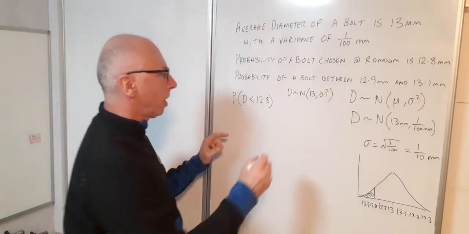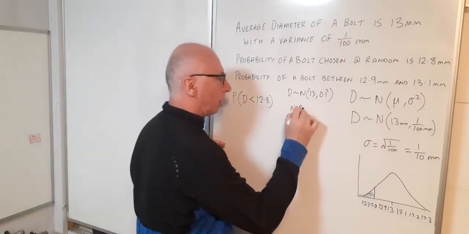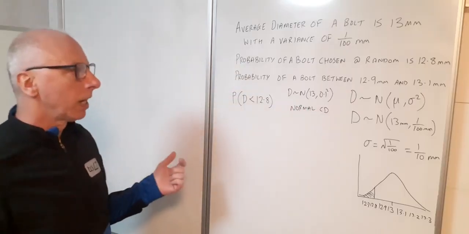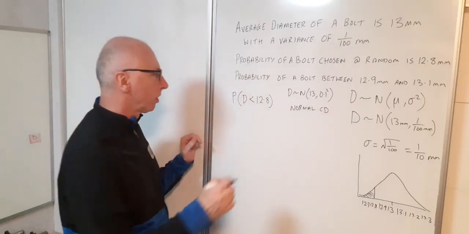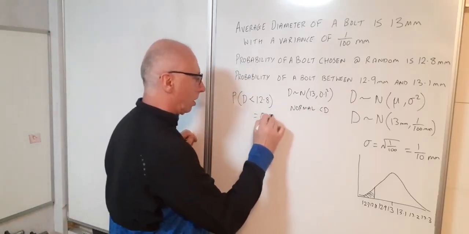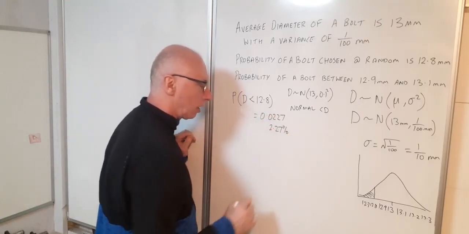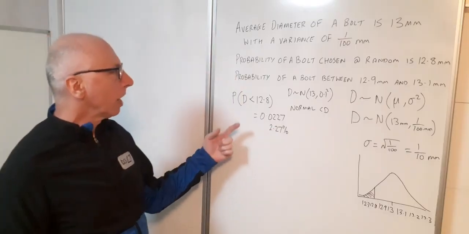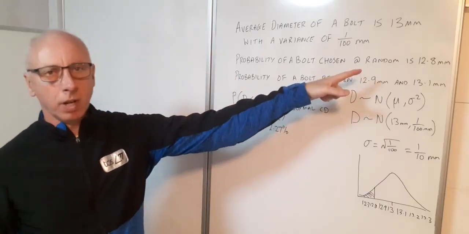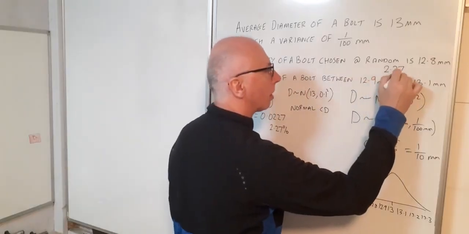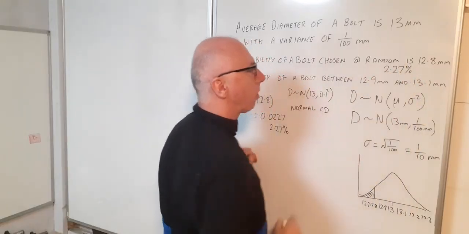So if I plug that into my normal distribution CD function on my calculator, we'll get approximately 0.0227, which is about 2.27%. So therefore my probability of getting a bolt that's 12.8 millimeters or less is 2.27%. So that's that one there.